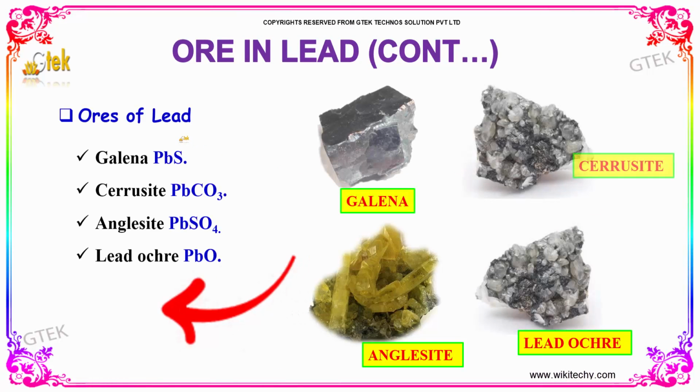Here are the ores of lead. The first one is galena. It's nothing but lead sulfide. Cerussite, it's lead carbonate. Anglesite, that's lead sulfate. And lead ochre, that's lead oxide. So these are the ores by nature available in earth. From there we will be extracting the lead.